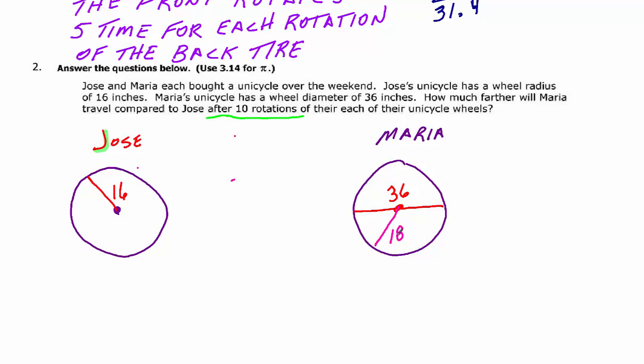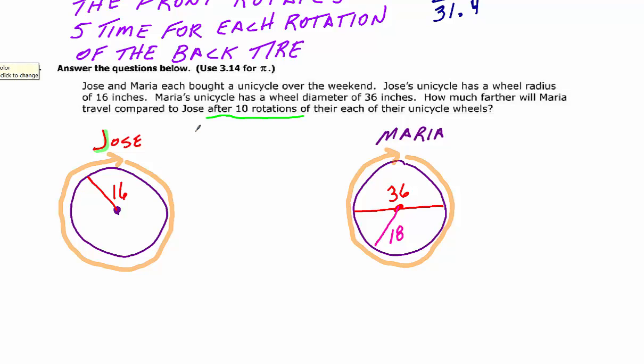18. So now, it sounded at first like these wheels were really different in size, but now we can see they aren't that much difference. Jose's radius is 16. Maria's radius is 18. That's not a whole lot of difference. So again, what we're calculating is how far around, or what is the circumference of this. Because when Jose's goes around 1 time, that's how much it will travel. When Maria's goes around 1 time, that's how much it will travel. Those both show circumference.